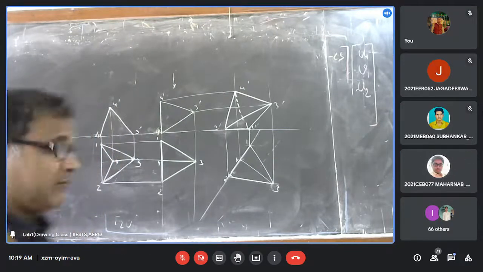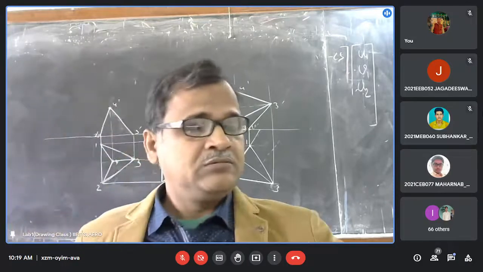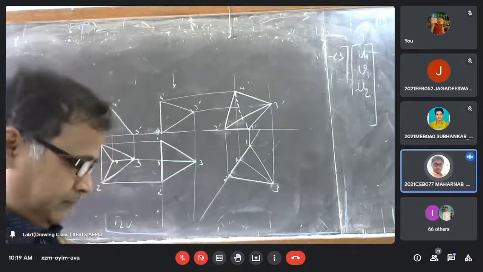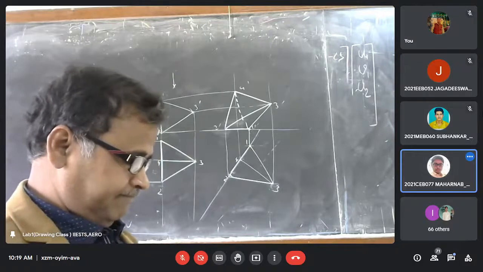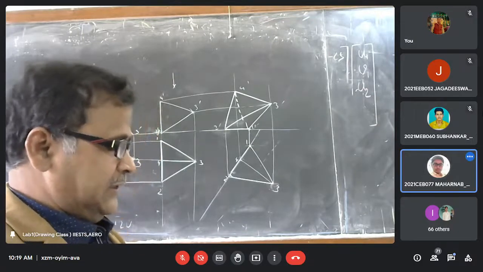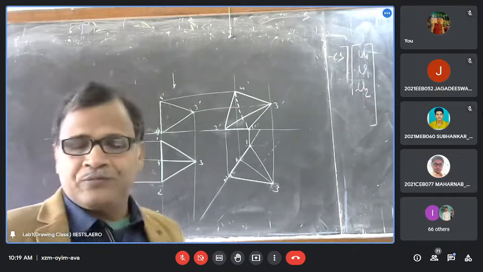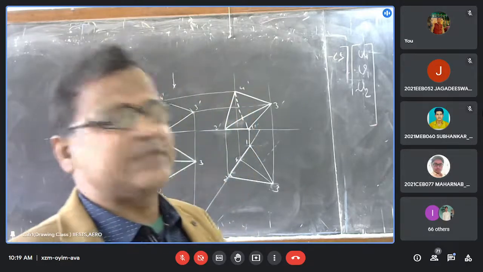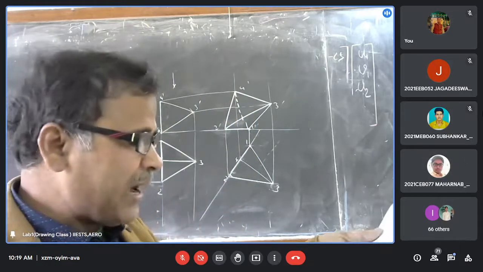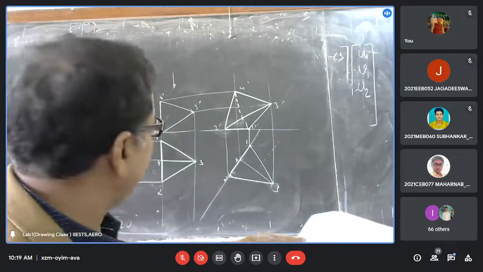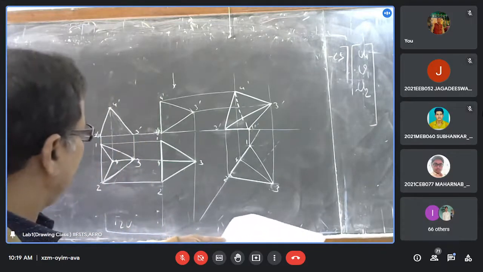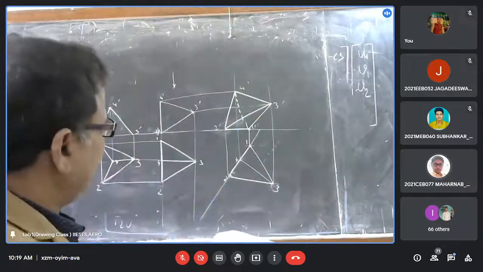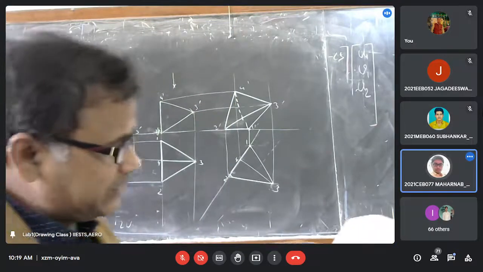So this is your problem 3. Any doubt? Now, problem 4 is a cube. It is a problem of cube. You try yourself. And problem 5 is the same as problem 3. But first you draw the plan and elevation, then make the perpendicular line, then draw the projection and rotation. So problem 3 and 5 are the same.